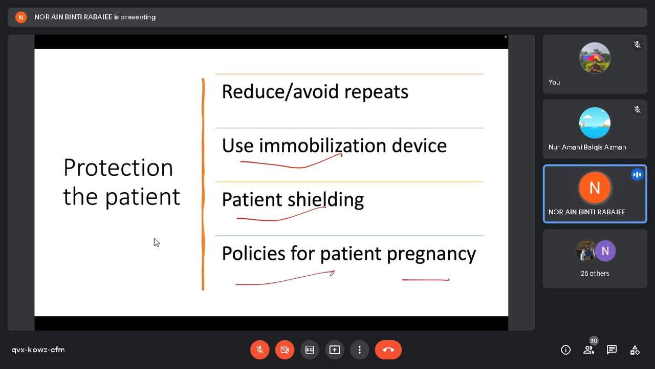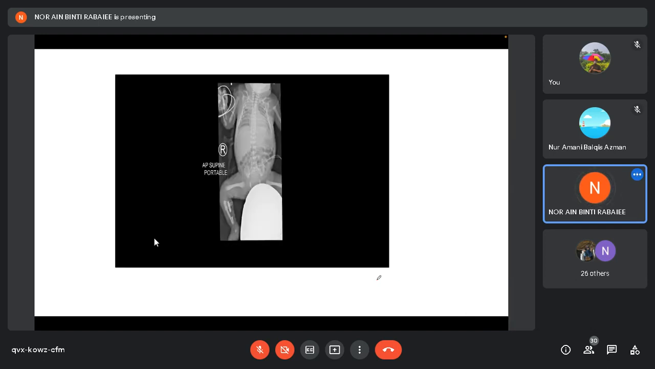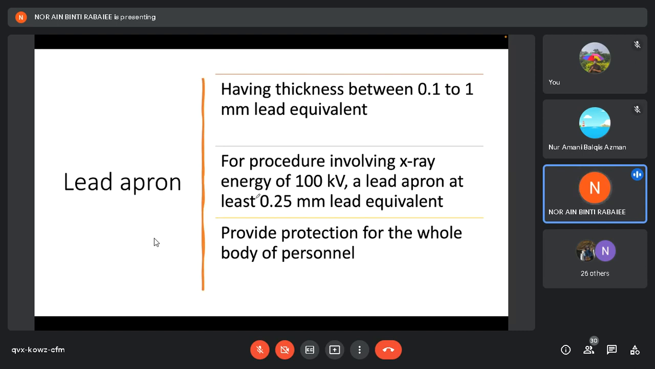Okay, so there is also the policy of patient pregnancy. What is the policy for a pregnant patient? Are they going to be treated or examined with ionizing radiation? If yes, what is the policy for them? For example, a patient who is pregnant and really needs to have a CT brain. Make sure the abdomen area is covered, because it is not the area of interest or the treatment area. So there should be a policy for patient pregnancy. This is an example: the patient comes for treatment and they are covered with a gonad shield. So this is the shielding.